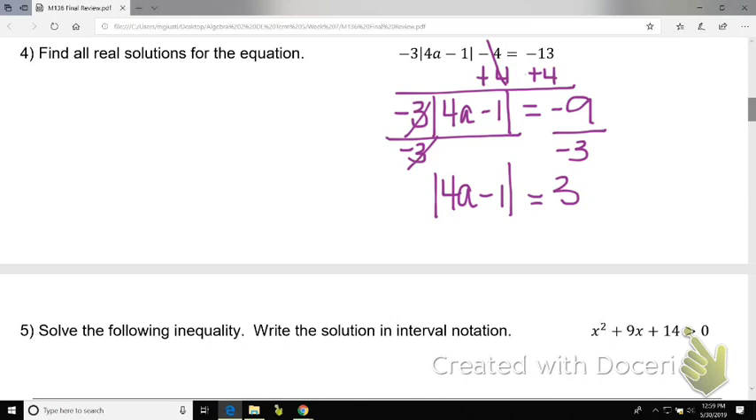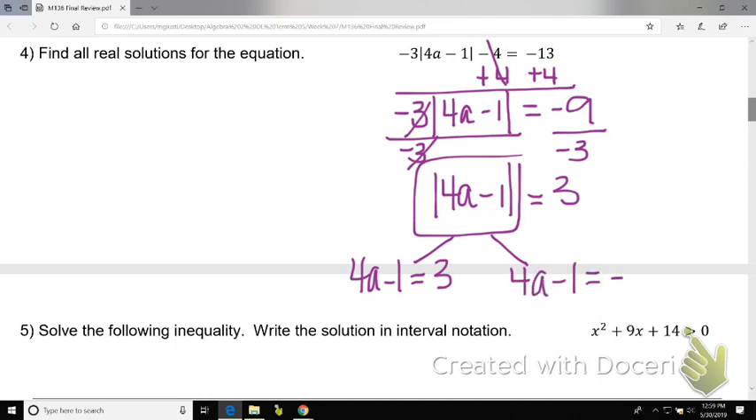Okay, so think about if you could not see this, what numbers would have an absolute value of 3? Like what numbers on your number line are 3 away from 0? This is not a trick question, I promise. Positive 3 and negative 3. So absolute value, you always separate it into two equations. The first equation would be just 4a minus 1 equals positive 3. And then the other equation is 4a minus 1 equals negative 3.